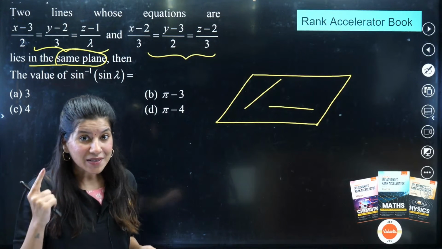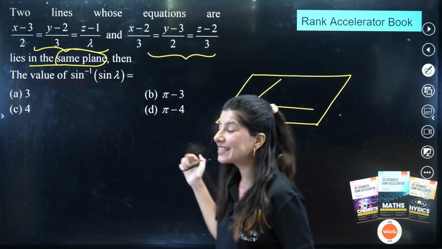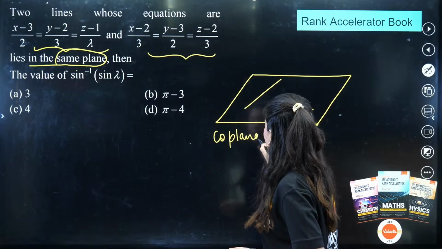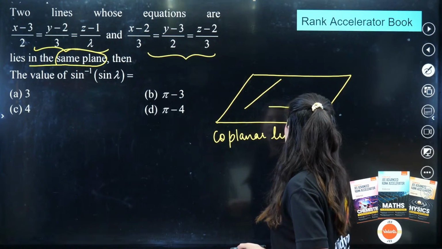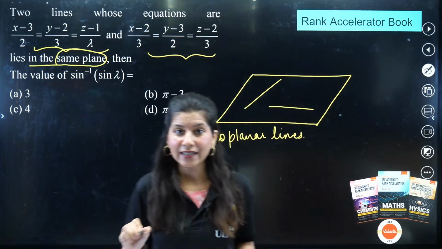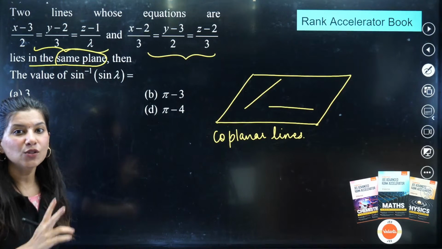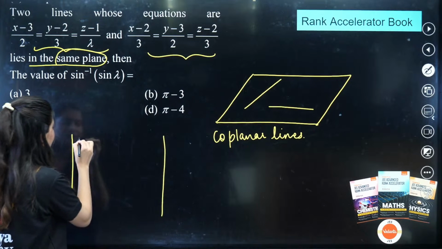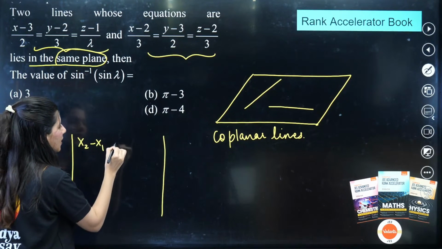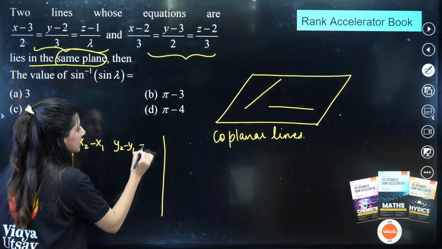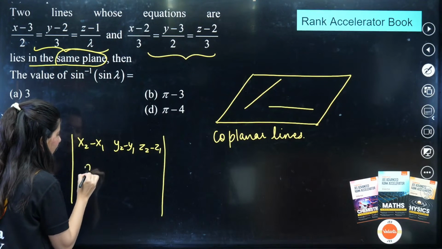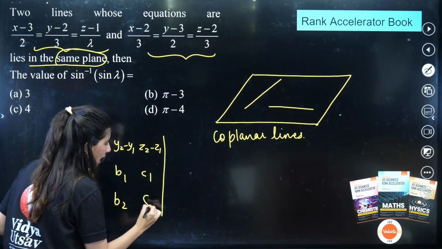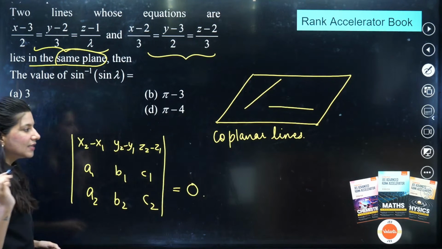Okay, so the term comes out to be these two lines are coplanar lines, my dear students. Now, if two lines are coplanar, then there is some condition involved, right? The determinant related to these two lines is 0. So for coplanar lines, what we do is we write x2 minus x1, y2 minus y1, z2 minus z1, and then a1, b1, c1, a2, b2, c2, and we have to make it equal to 0.